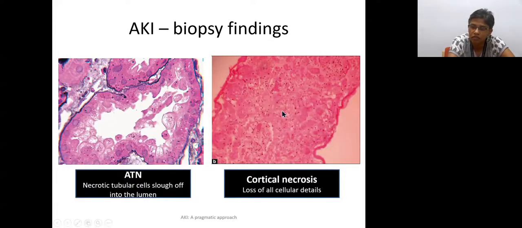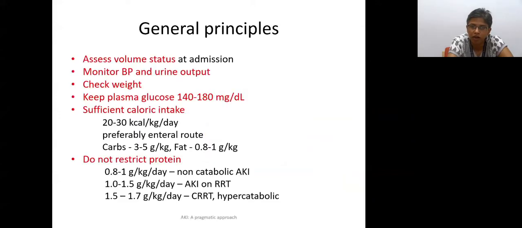In India, this is often seen in women with postpartum hemorrhage or abruptio. It's also seen in patients with snake bite envenomation. These are the common settings in which we see this kind of severe kidney injury. Now let's move to management.